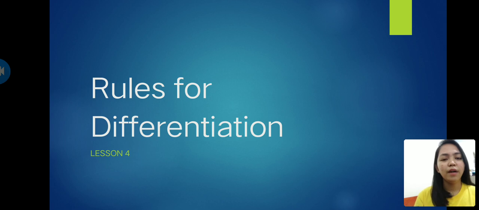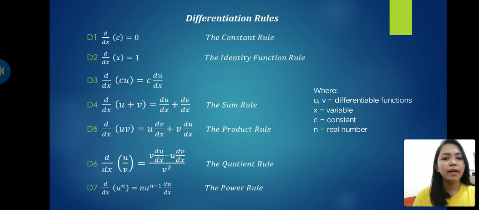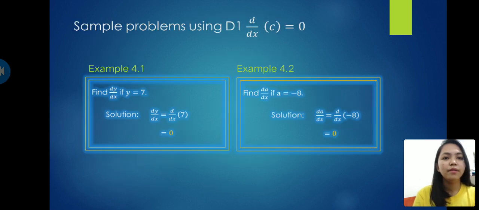So, now, I will introduce to you the standard formulas for differentiation. Using this, you will get directly the derivative of a certain function. Ano? So now, we have 7 differentiation rules. I will discuss it to you one by one. So now, sample problems using the first rule, which is the constant rule.